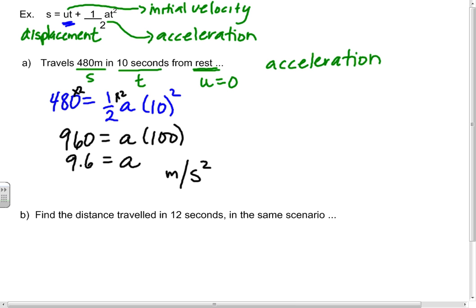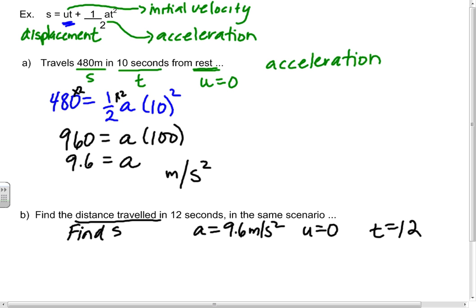So for the same guy, we're going to find the distance traveled. So we're going to find S. So how far did he go in 12 seconds? So we knew he went 480 in 10. How far did he go in 12? We have the same acceleration. So we've got our A equals 9.6 meters per second squared. We know our initial velocity is 0. And T is 12, we want to know the displacement.